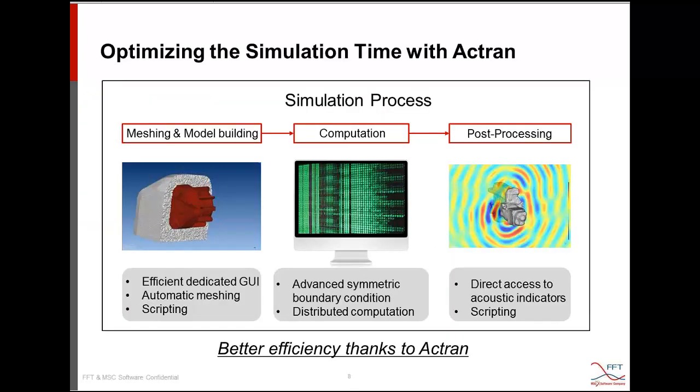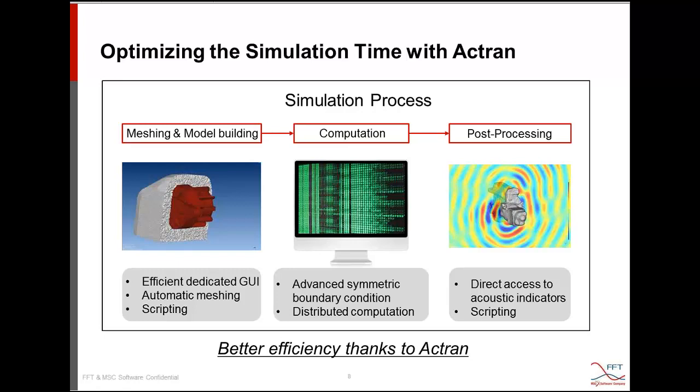So Actran has significant assets for improving acoustic simulation efficiency. It starts with the pre-processing, thanks to a dedicated GUI, automatic meshing, and the scripting ability that allows you to automate the entire process from pre-processing to post-processing. Then, for faster calculations, Actran offers advanced symmetric boundary conditions and distributed computations with parallelism and multi-threading.